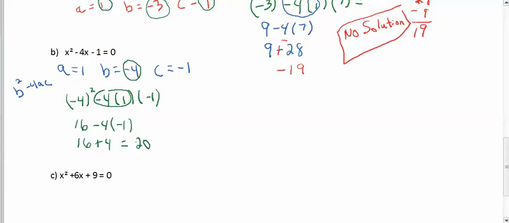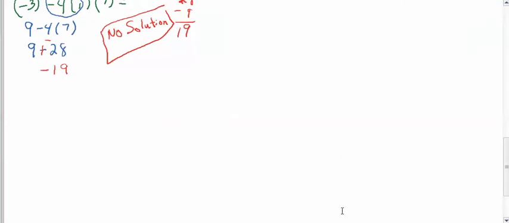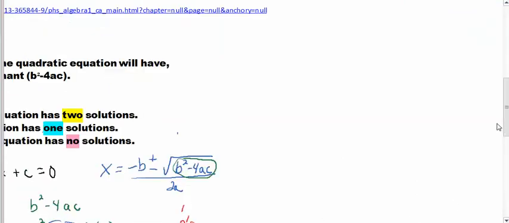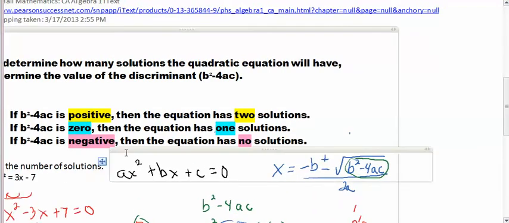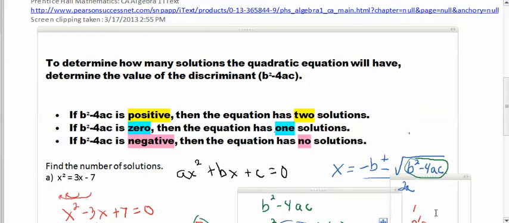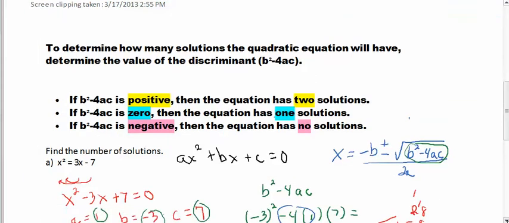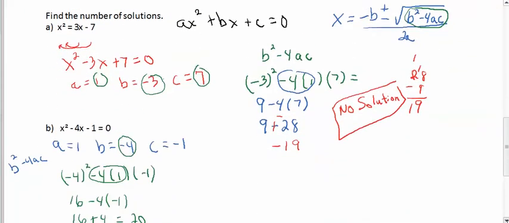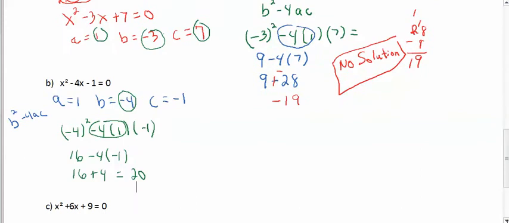Okay, so then I go back up to my notes. If it's a positive answer, in the yellow, it's 2 solutions. So it's positive. So this one is +20. So this becomes 2 solutions. That's how many solutions I will find.